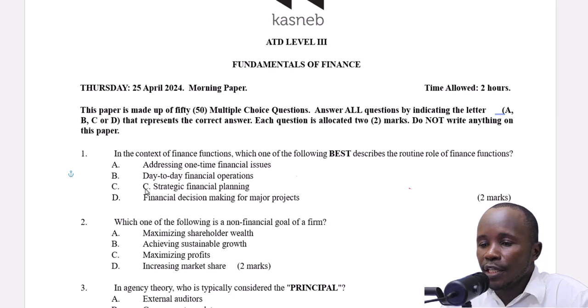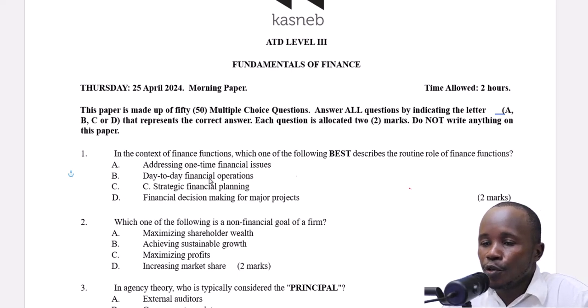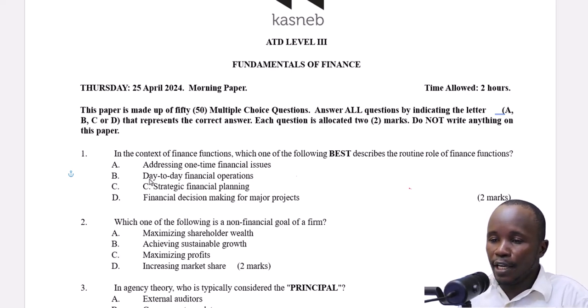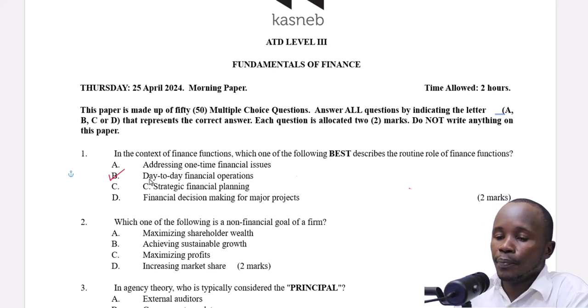We move to C, strategic financial planning. Although finance functions are there for financial planning, it is not only at strategic level; they can also be used in other levels of financial decision. Therefore, you find that all these are roles of finance function, but the best one is B, where you are told it is for day-to-day financial operations. Therefore, you'll come here and pick B as our correct answer.